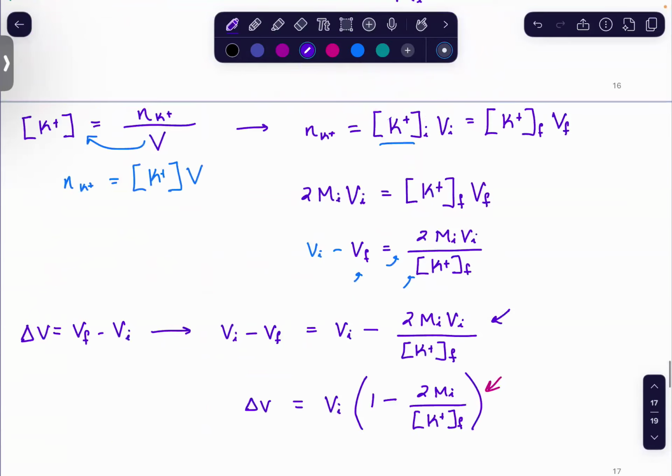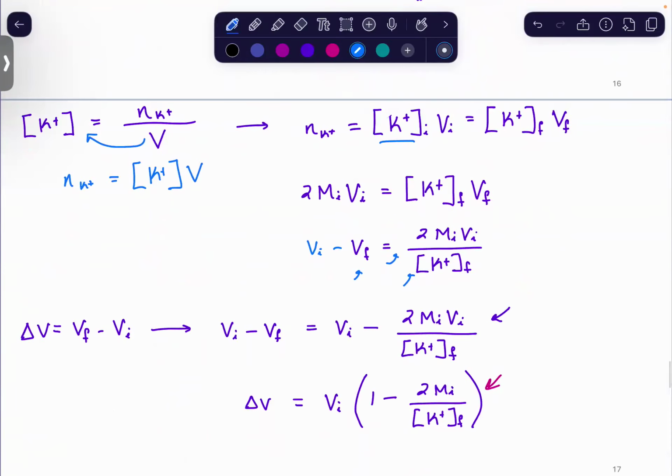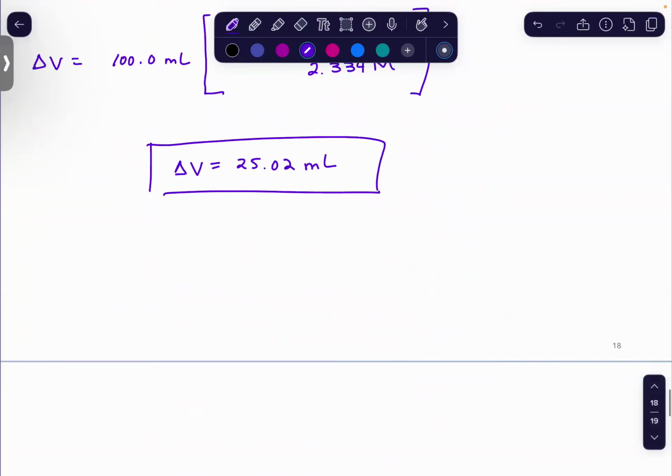Now, let's go back up. Let's say you didn't do this step here where you switched the VI and VF because you didn't realize that delta V, since it was an evaporation, was negative. Okay. What you would get for your answer is a negative 25.02, which would also be fine.